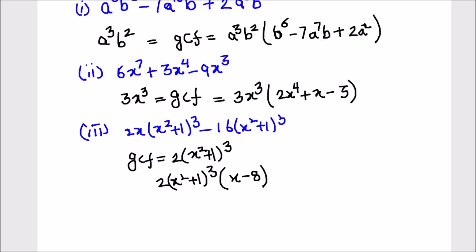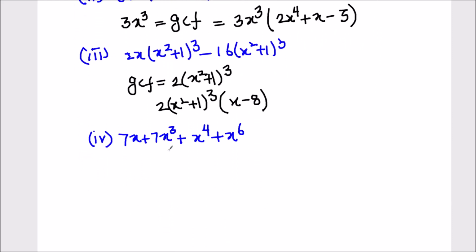Let's factor the next polynomial. So in this polynomial, we are going to group the terms and we'll factor the polynomial. So first we'll write 7x plus x raised to power 4 plus 7x cube plus x raised to power 6. From 7x and x raised to power 4, we'll take x out or common. So that's going to be 7 plus x cube.